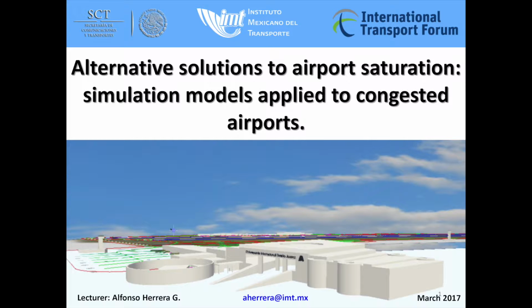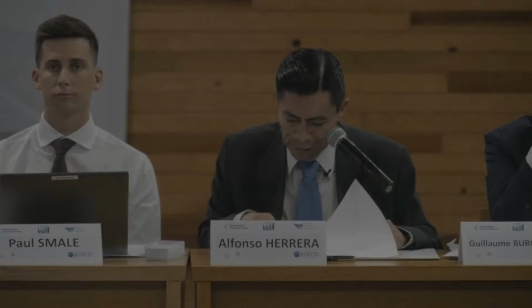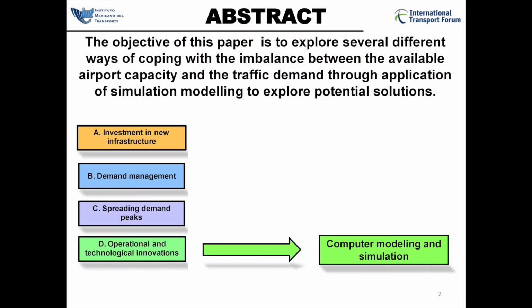These are divided into 4 distinct groups. The last option applies operational practices and/or new technology to improve the airport procedures. This alternative includes computer modeling and simulation. The research presents the application of simulation models to the capacity issues at the Mexico City International Airport to demonstrate how they can potentially alleviate congestion. 4 cases will be presented.